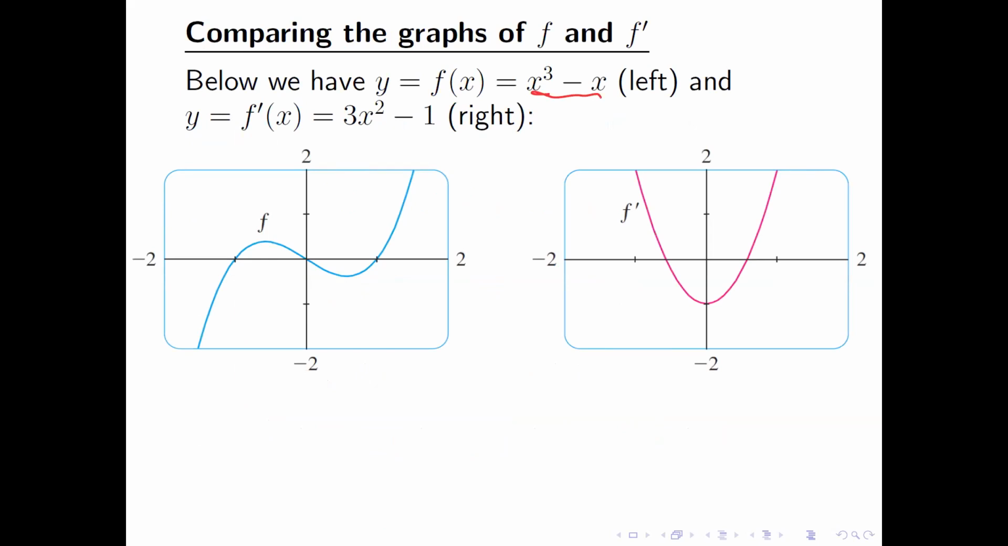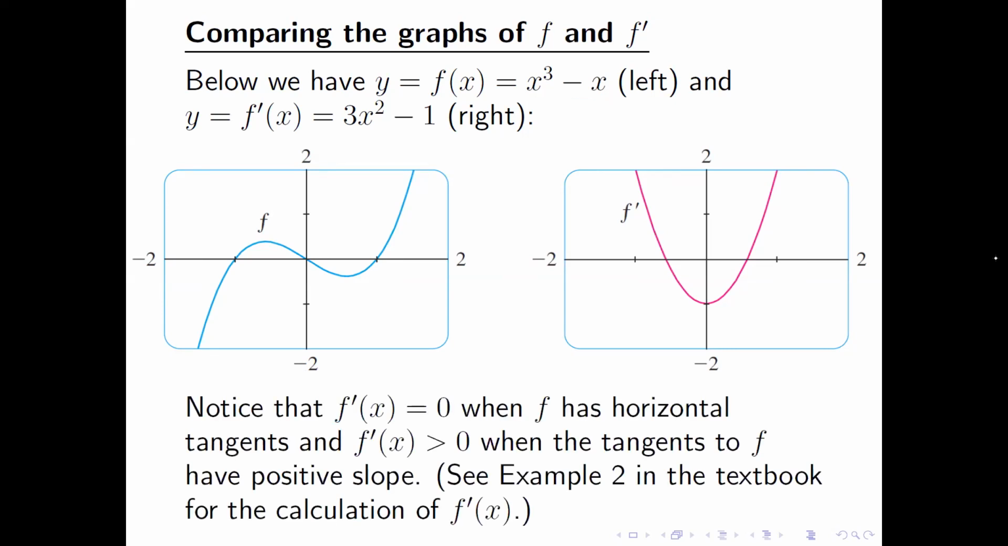And one will see that this cubic function on our left-hand side is x cubed minus x, and this function is 3x squared minus 1, which is our f prime. So from our cubic function, our derivative gave us a quadratic function.